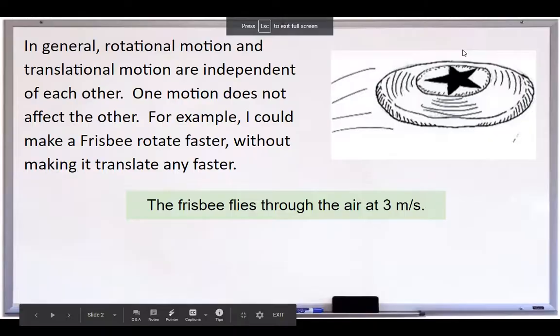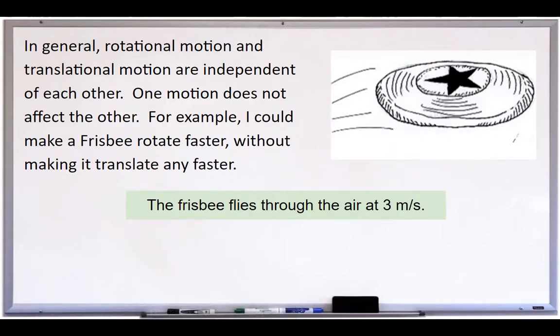Now, this idea really is the case for a lot of spinning objects that are also maybe flying through the air. For example, a frisbee. You can rotate a frisbee really fast, have a lot of spin to it, but have it barely moving across the field. Same thing, you can throw a frisbee across a field, but not have it spinning really quickly. Those are two independent things.